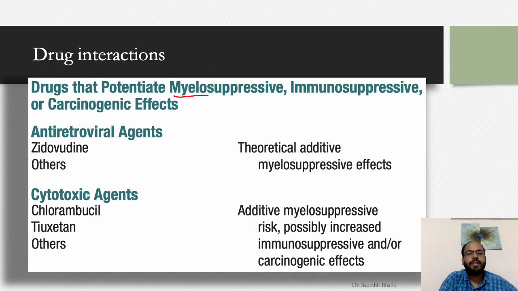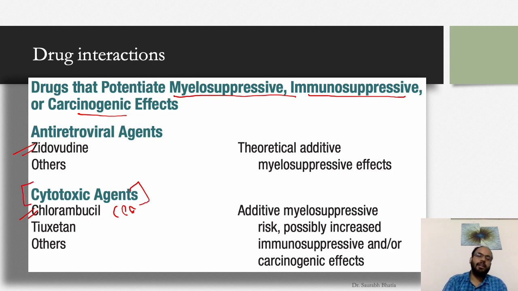Drugs that potentiate the myelosuppressive nature or immunosuppressive nature of cyclophosphamide or its carcinogenic side effects. So antiretroviral agents like zidovudine and cytotoxic agents like chlorambucil can increase the myelosuppressive side effects of cyclophosphamide or the immunosuppression provided by cyclophosphamide. Remember that chlorambucil, cyclophosphamide, all of these are included in the larger gamut of cytotoxic agents, and this can substantially increase the adverse events of cyclophosphamide.